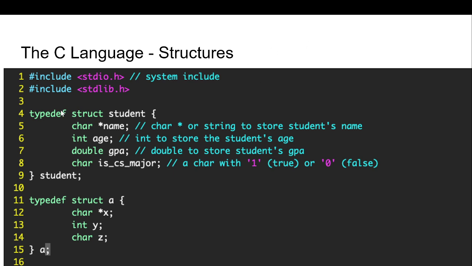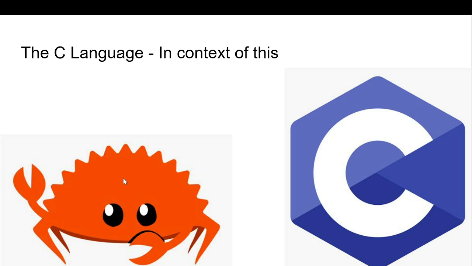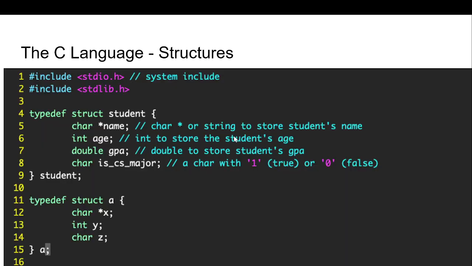So, a super simple example, typedef is defining the type of the structure. And you say struct student. So we're defining a structure named student that holds these different variables, right? So you have a character pointer to name, you have an integer age, double GPA, and then a char is CS major. The main point here is that it lets you hold a bunch of different values all in the same structure and reference it easily.